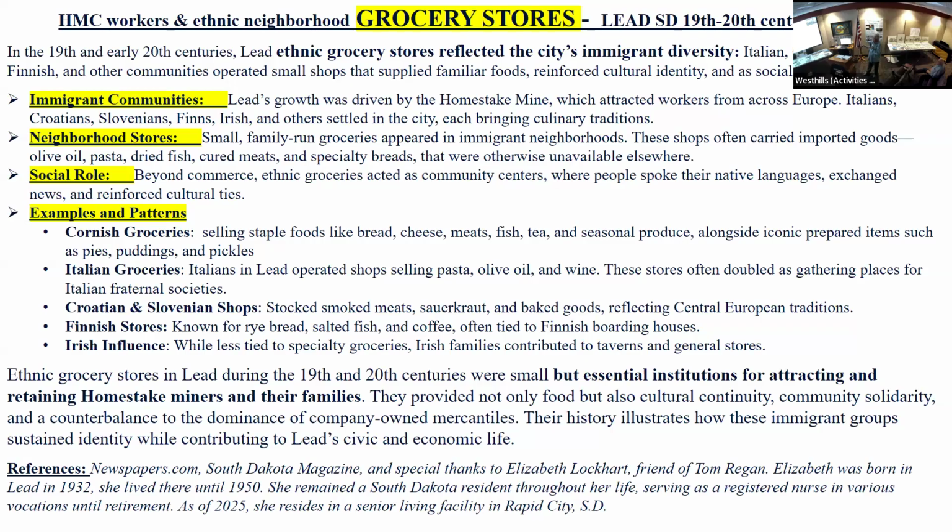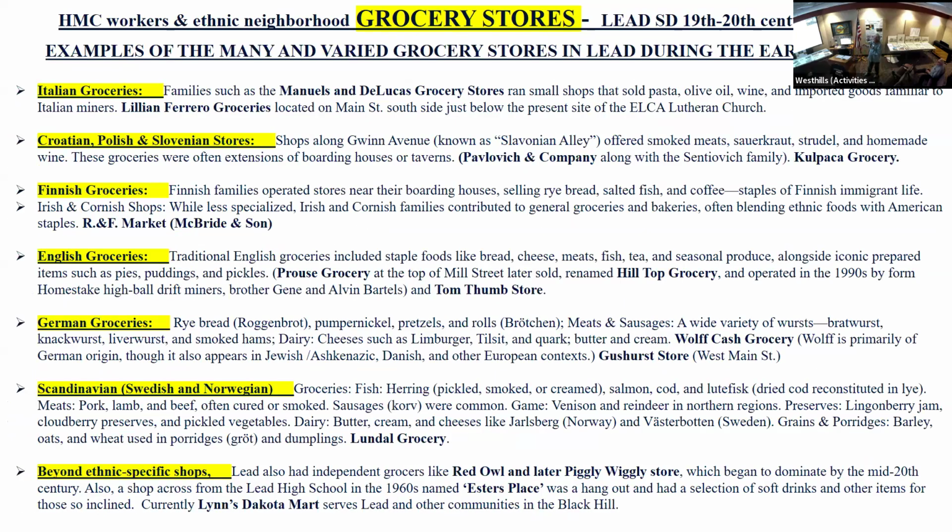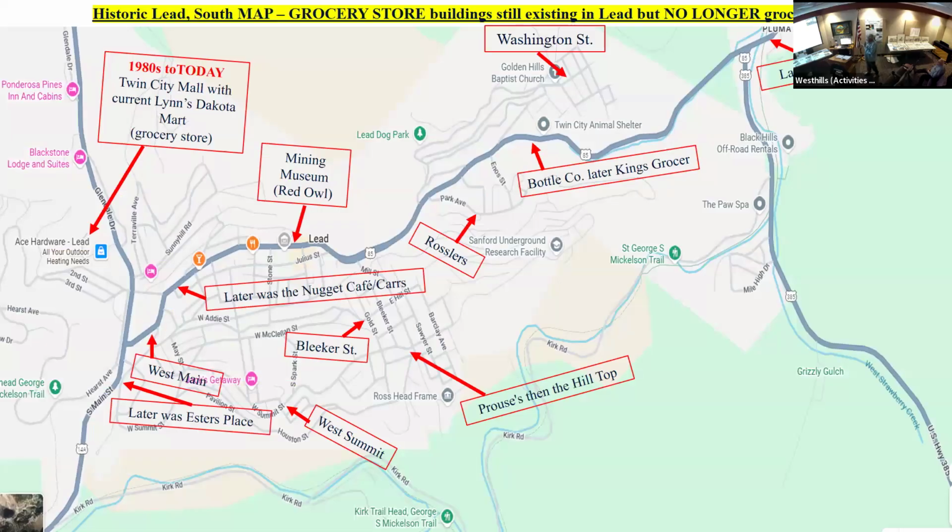So let's get on with grocery stores. This is a little example of some of the foods from the different grocery stores. But these grocery stores, these ethnic areas, were essential institutions for attracting and retaining Homestake miners and their families, and were fully supported and non-competitive with Hearst Mercantile. They worked together because of the ethnicity of the different groups. And again, these are some of the grocery stores that were listed and where they were located. And a little map, you can just get a flavor of where these grocery stores were located.